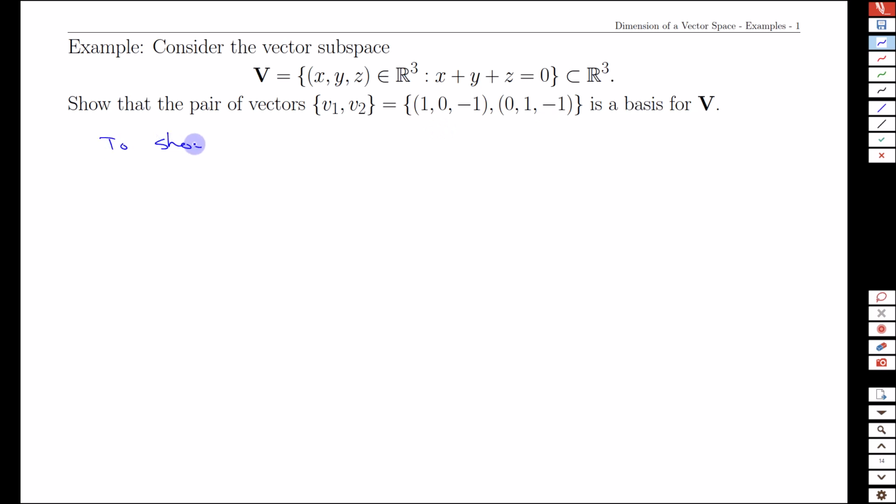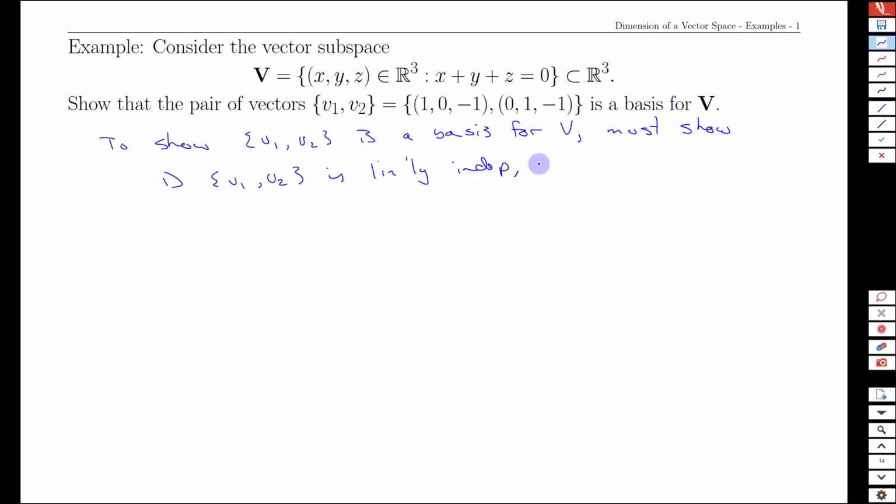So, to show that this set of vectors, v1 and v2, is a basis for specifically v here, we need to show two things. Again, bases have two properties. One, that this set v1, v2, those two vectors, is linearly independent. And we need to show that the set v1, v2 is a spanning set, or a generating set, for the space we're talking about, for v in this case here. So we'll just work on these one by one.